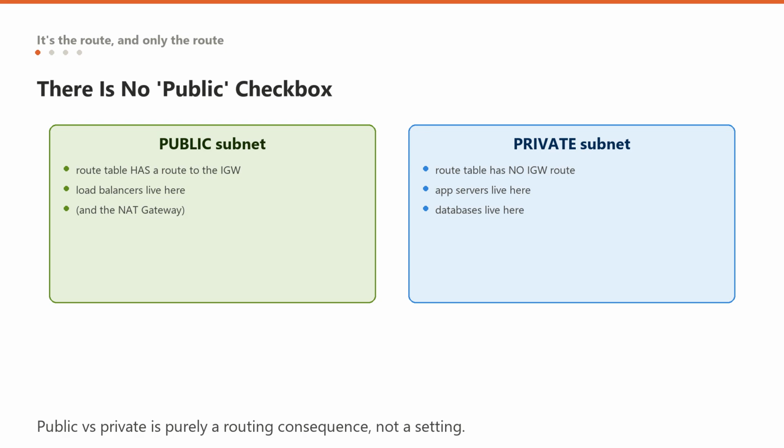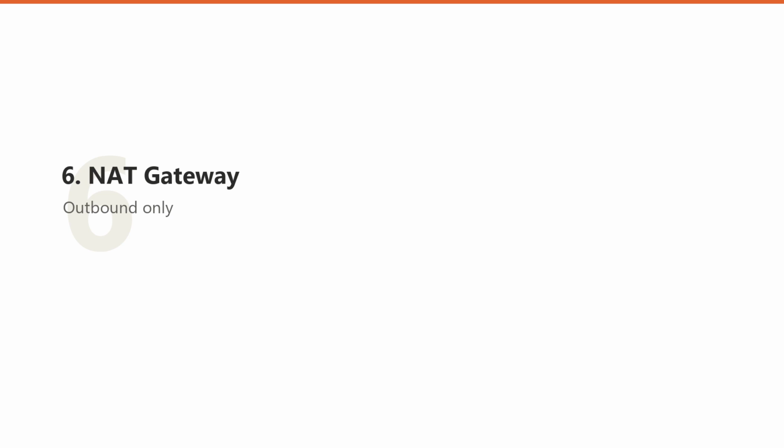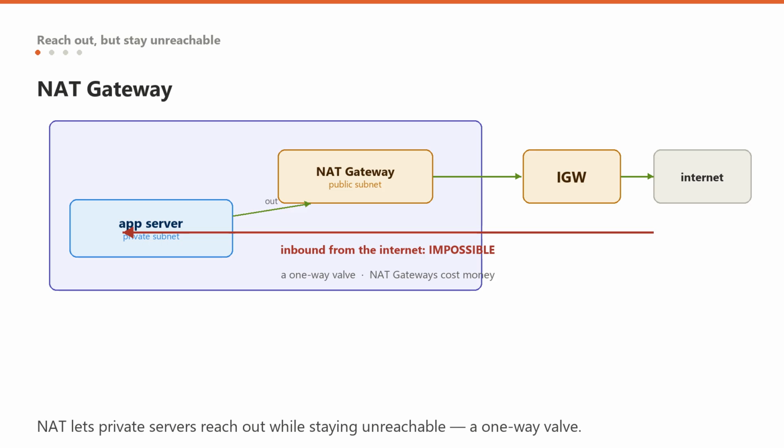Same VPC, different route tables. Concept 6. The NAT Gateway. Here's a problem. Your application servers are in a private subnet, so they are safe, nobody on the internet can reach them. But they still need to download security patches or call an external API. They need to reach out without being reachable.